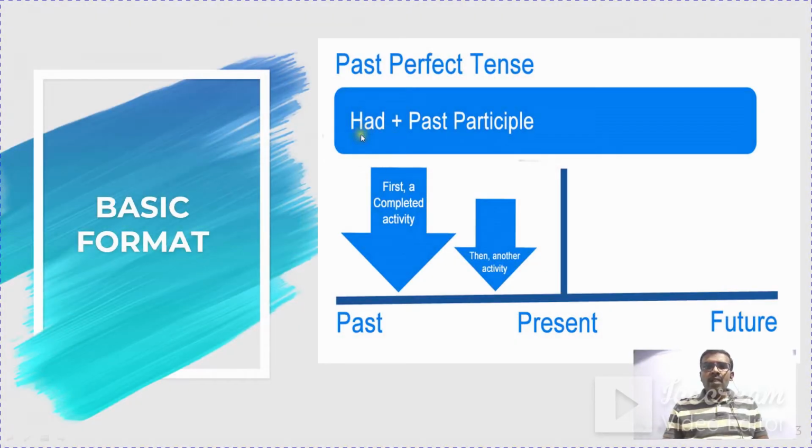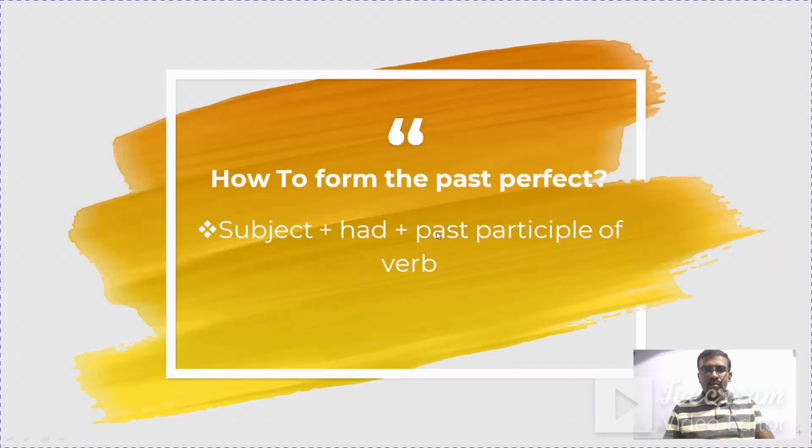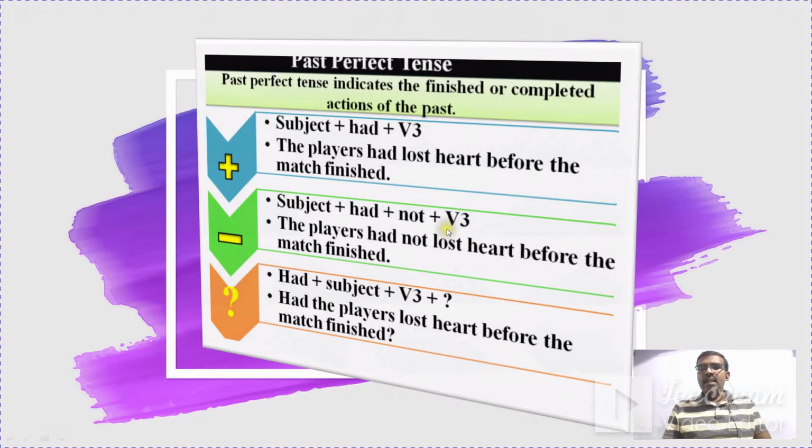The format of past perfect tense is had plus past participle. Had is an auxiliary verb, so auxiliary verb plus past participle. This diagram represents past, present, future, and here it represents the activity of past perfect tense. First a completed activity, then another activity is beginning. So two activities happened in the same past and completed. The format is subject plus had plus past participle of the verb. Let us discuss in the next slide in detail.